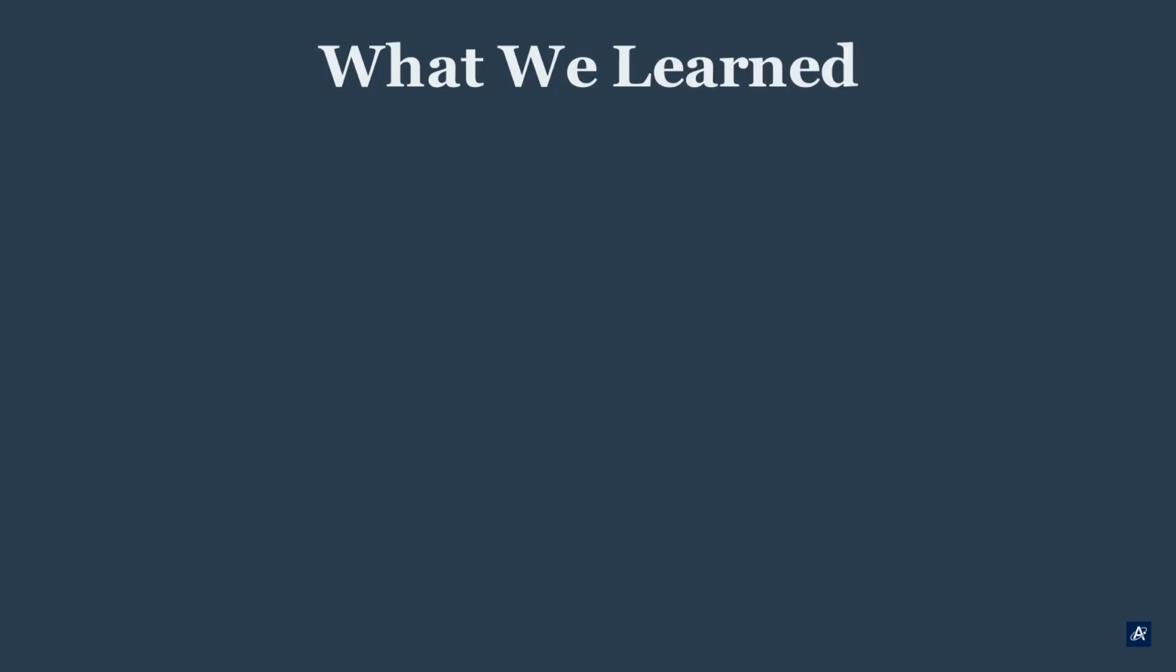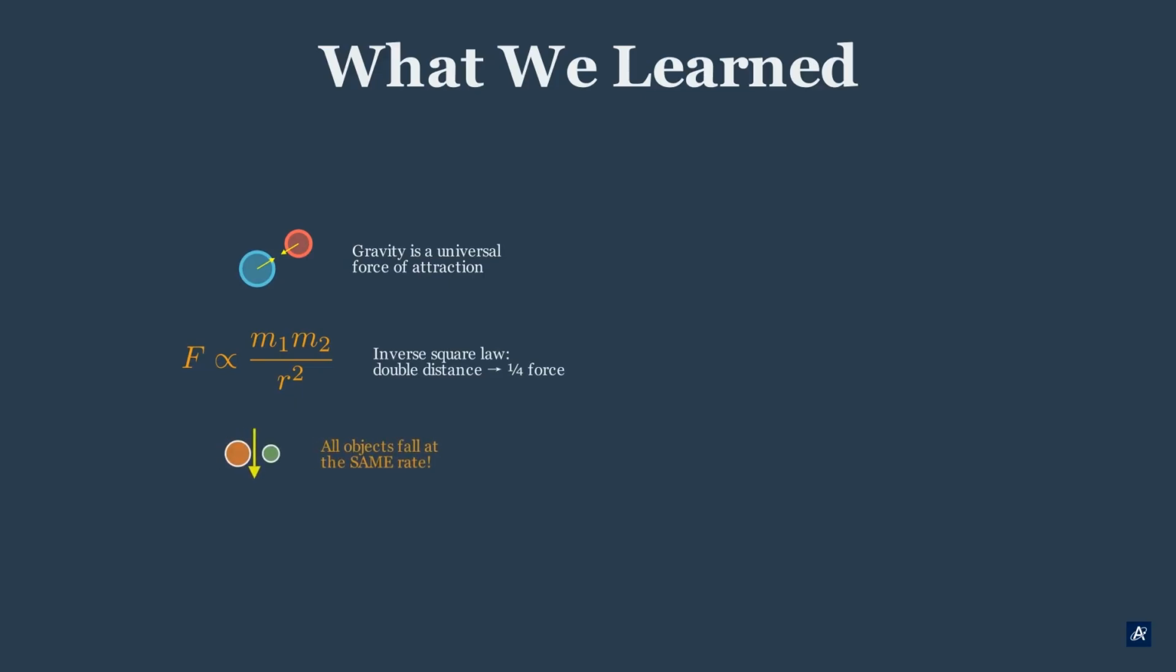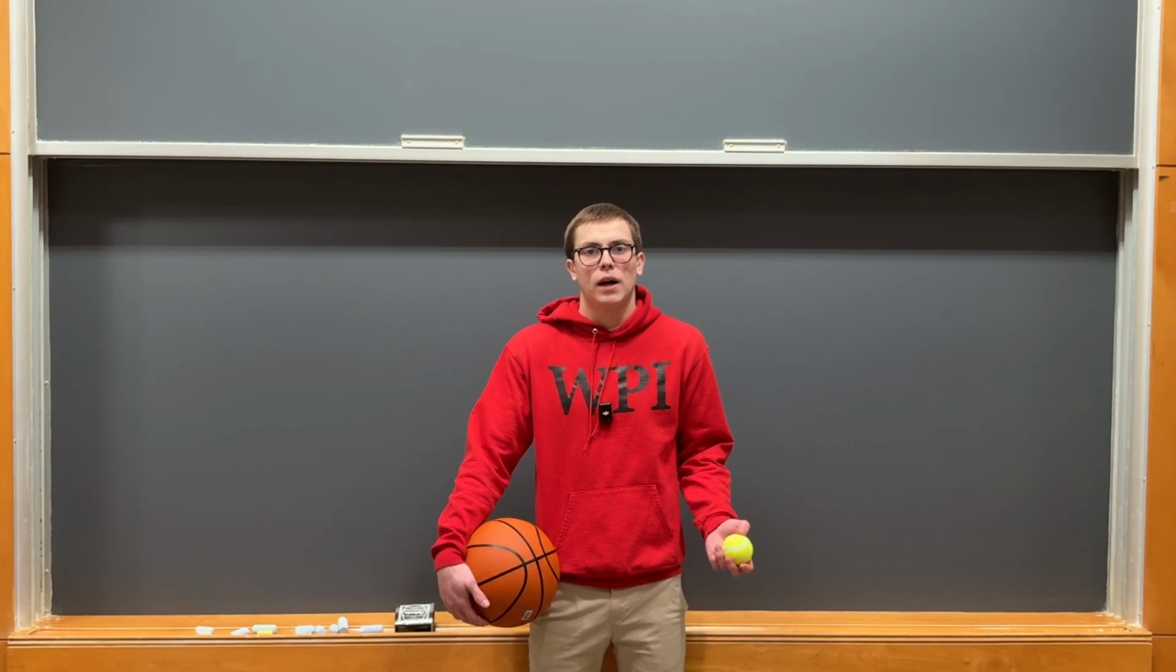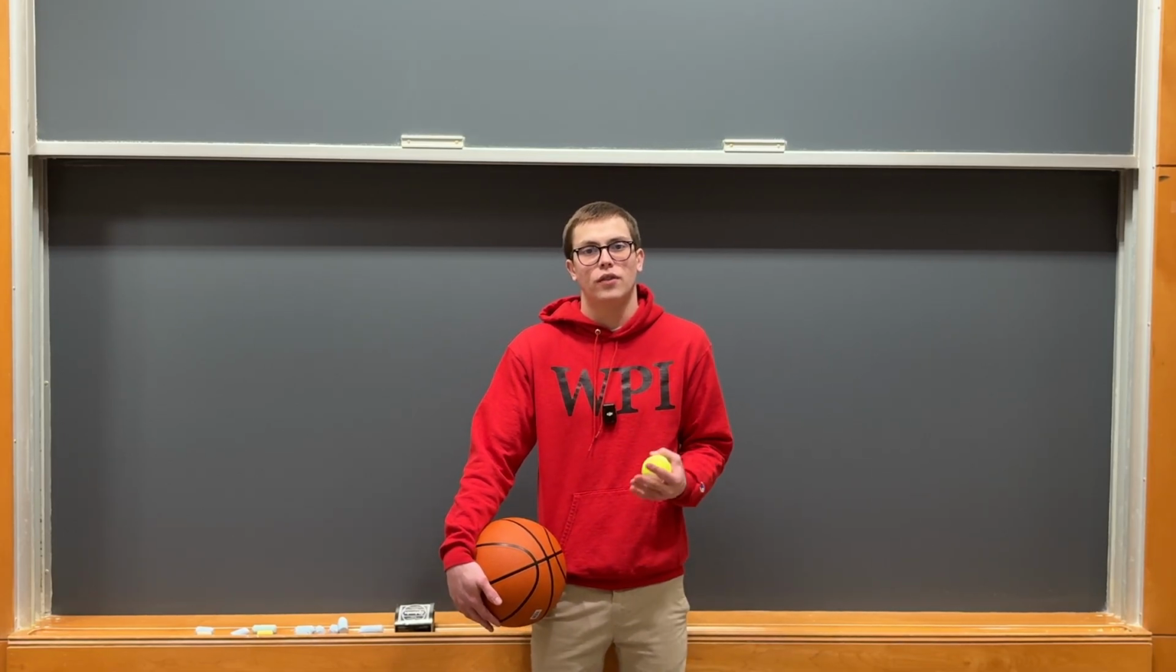So let's review what we learned today. Gravity isn't just the thing that makes stuff fall down. It's a universal force of attraction between all objects with mass. Newton discovered that this force depends on the masses of both objects and the distance between them, following the law of universal gravitation. The magnitude of the gravitational force follows an inverse square law. Double the distance, and the force becomes 1/4 as strong. In our next video, we'll combine the gravitational force with Newton's second law of motion, and finally understand why all objects fall at the same rate.